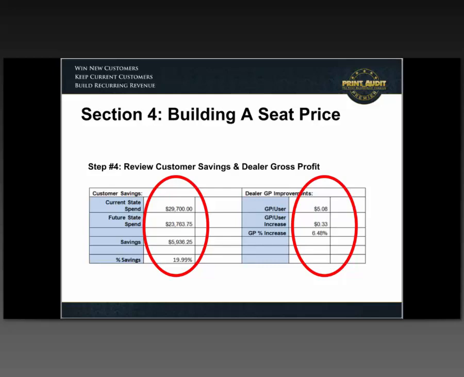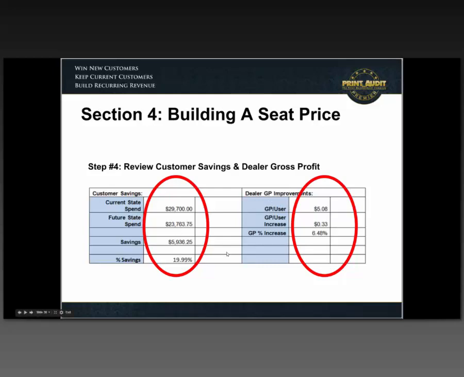You'll notice that there was no talk of device consolidation or anything else in that model. There's lots of other areas that you can go after as well. This was strictly on helping them do a better job of working with their user workflow for print. Now, what that does for us as a dealership is that we can see our GP per user is $5.08. We've actually increased our gross profit per user by 0.33 of a dollar, and that means that our gross profit increase is 6.5%. So that's good news. Less revenue, but the money that we get to take home is actually improved.